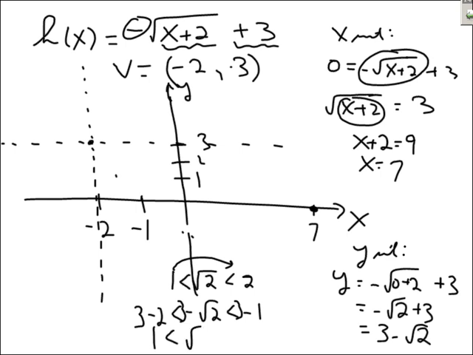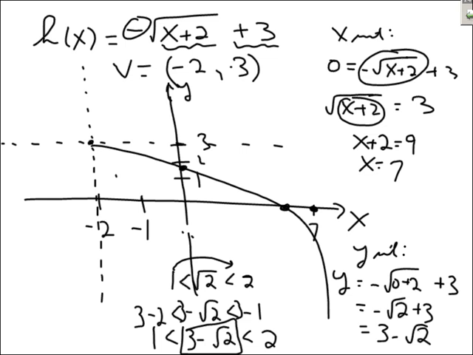So I get that 3 minus the square root of 2 is less than 2. That is, all I know is it's in between 1 and 2. It's right there. And I draw an upside down square root graph. And I made a mistake. 7 is right there. Okay, there is your graph.